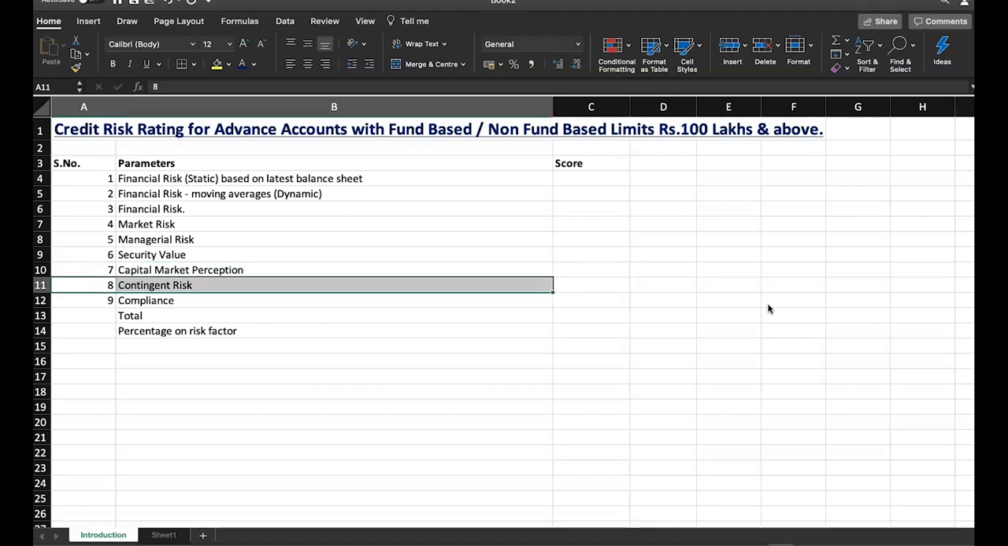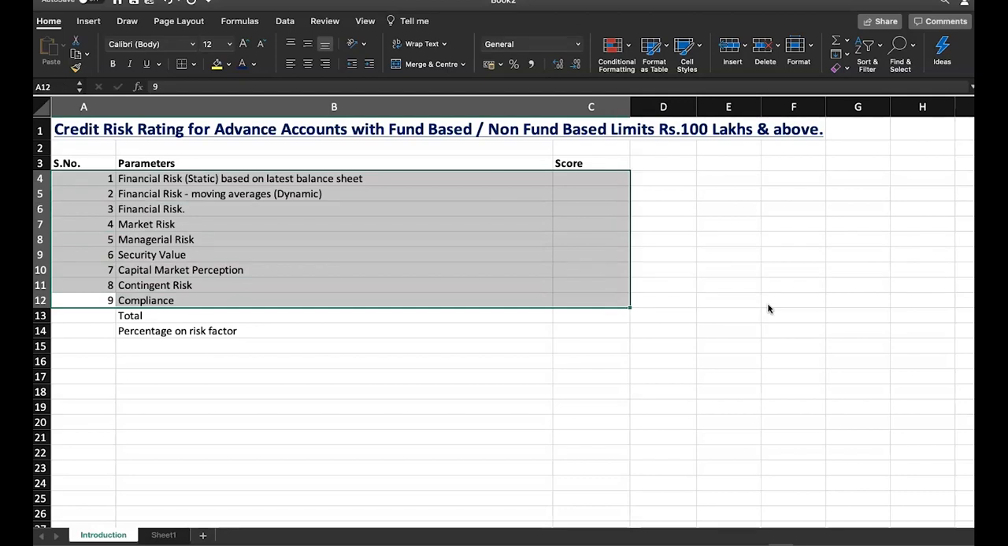Then comes the critical area, that is the contingent risk. Here they take into consideration the qualified opinion given by the auditors, then the possibilities of contingent liabilities crystallizing into actual liability. They also take into consideration the reliability of the statements which they submit to the bank, the QAS. And finally, the compliance aspect. Here they see whether the customer is complying with the terms and conditions, whether they are regular in submitting the stock statement, whether they are regular in submitting the audited financials, whether there are any overdues. All these factors will be considered and they'll be given a score.